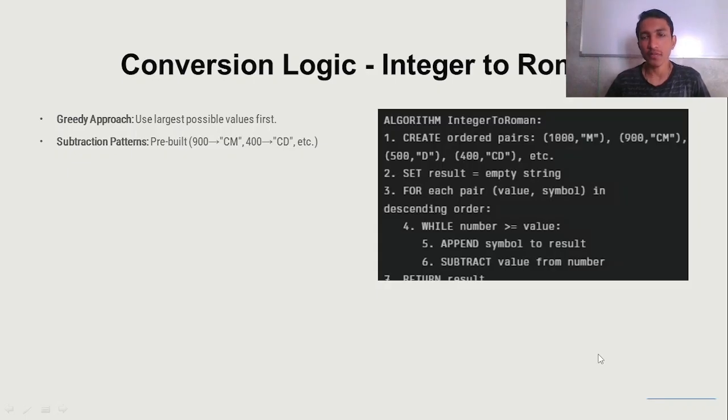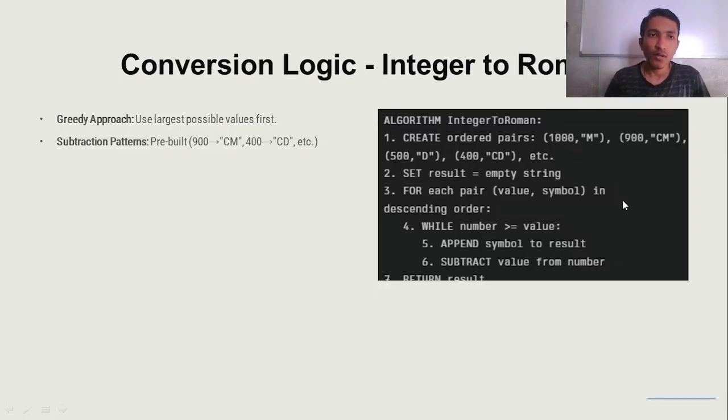So again, first what we will do, we create order pairs or a similar dictionary. That 1000 is M, 900 is CM, 500 is D. So we are also assigning subtraction patterns exclusively because we would require them, and I will explain it further. Again, we will define a variable result which will store our final converted Roman number. Now what we have done here, we have actually made a pair, means a value and its symbol, and arranged them in descending order, right?